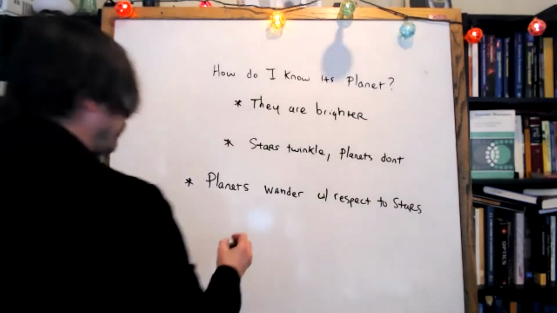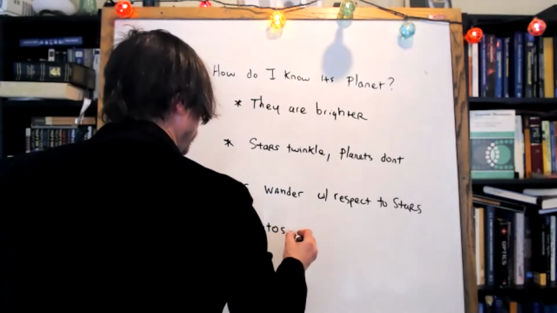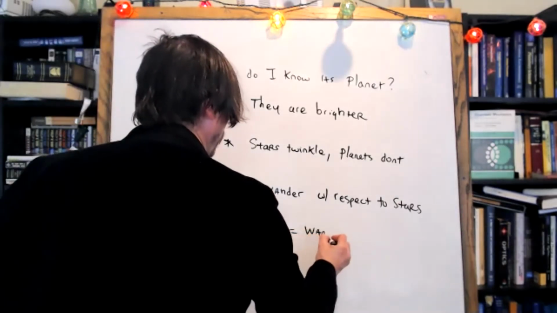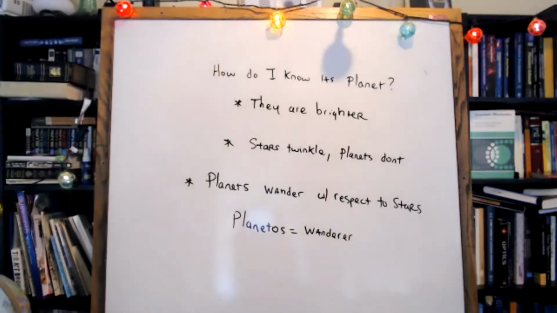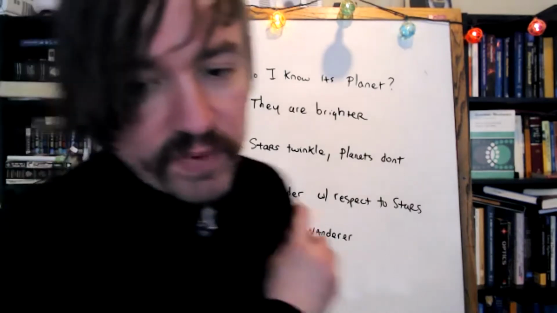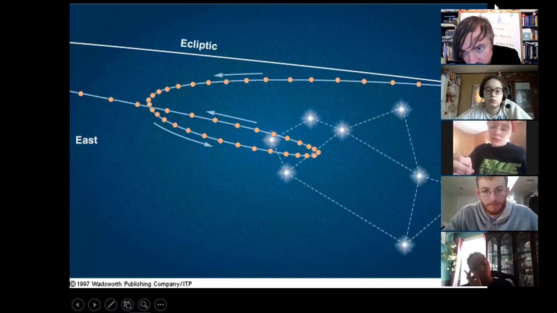In fact, the Greek word planetos, something like this, is Greek for the wanderer. What's really interesting about the wanderings of planets is that it's kind of screwy on your sky. And let me explain what I mean by the wandering of the planets.